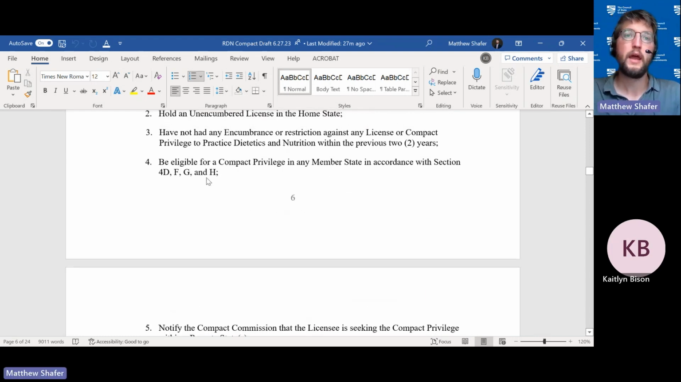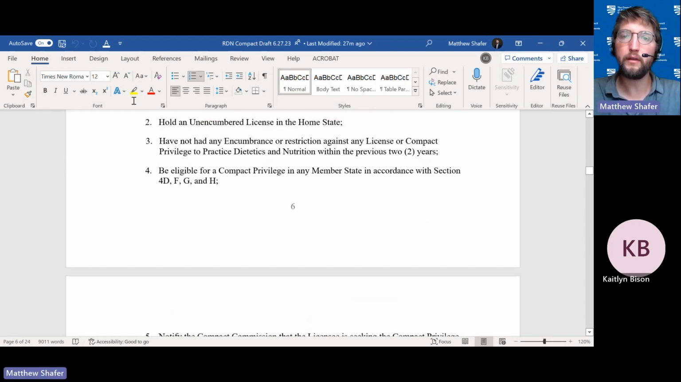Other requirements. Number 2, hold an unencumbered license in the home state. So this is just saying that the licensee has to have a clean license that's issued by your primary state of residence. So if there's any kind of encumbrances on it, if you are under suspension or your license is revoked or something, that doesn't qualify you. It has to be clean and unencumbered and issued by your primary state of residence.